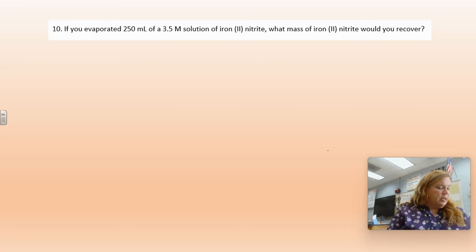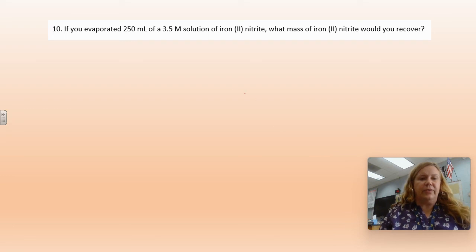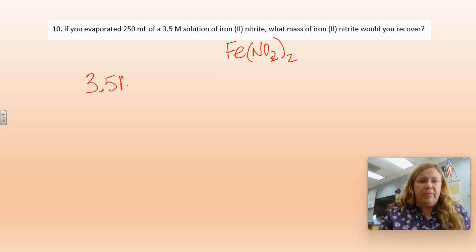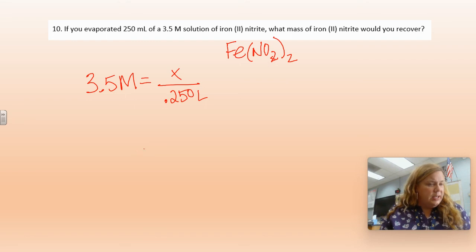The next problem is number 10. And number 10 is if you evaporated 250 milliliters of 3.5 molar solution of iron 2 nitrite. So we got to do a few things here. Iron 2 nitrite is Fe(NO2)2, and that 2 comes down because iron has a +2 charge. So we have our molarity, it's 3.5 molar solution. We're going to change 250 milliliters to 0.25 liters, solve for our moles. So we take 3.5 times 0.25 and we get 0.875 moles.